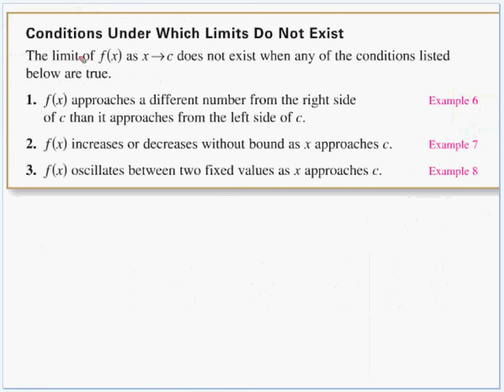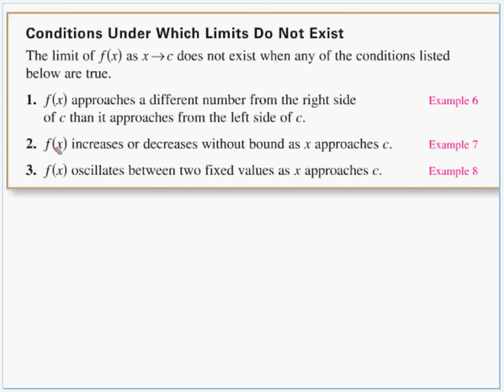So here, let's do a little recap. Conditions under which limits fail to exist. The limit of f of x as x approaches some number c does not exist when any of the conditions listed below are true. 1, f of x, our function, approaches a different number from the right side of c, and then it approaches a different number from the left side of c. Different left and right hand behavior.